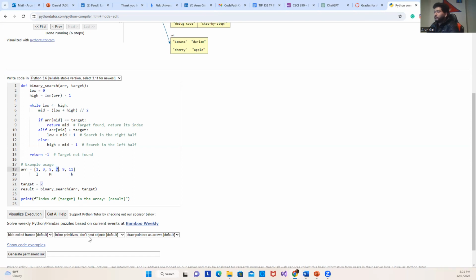Now I will start comparing. So I will do, hey, if my array of mid is target, my target is 7, is my mid 7? No, it's not, right? Then I want to compare if this middle number is smaller than target or greater than target. So here I'm doing, hey, if my middle number is less than target, my middle number is 5, my target is 7. Well, this is a true condition, right? My middle number 5 is smaller than the target.